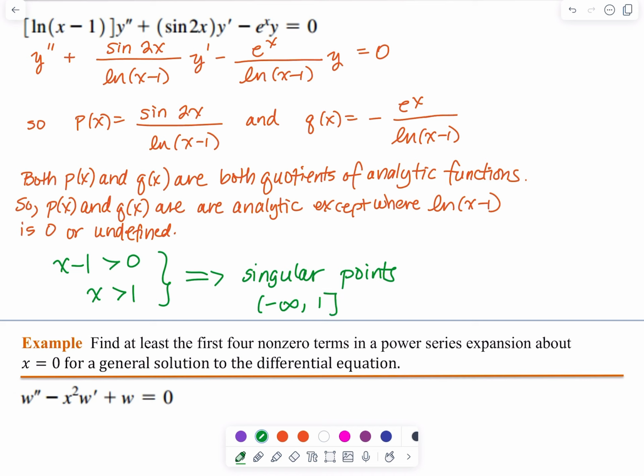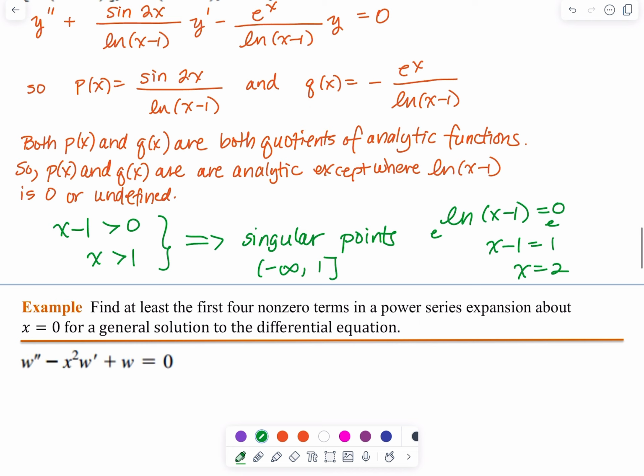And we also know that setting the natural log of x minus 1 equal to 0, of course, exponentiating both sides, we get x minus 1 is equal to 1, and we have x equal to 2. So we have singular points at x equal to 2 and every point on the interval from negative infinity to 1.